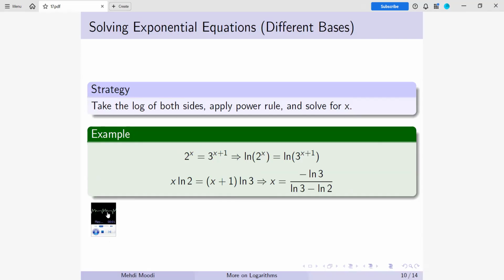If you still believe logs are useless, I challenge you to solve this equation without them. 2 to the power of x equals 3 to the power of x plus 1. Good luck matching those bases. You'll be there all day trying to guess the answer while your calculator quietly weeps. This is where logs come in like professional negotiators, taking both sides, calming them down, and making the equation solvable. It's not magic. It's just math, with a lot more paperwork.